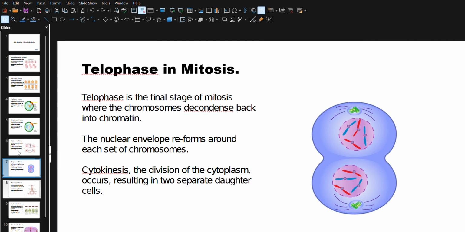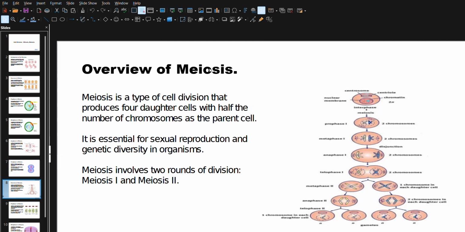Next, now that we have finished mitosis, we are going to see about meiosis.